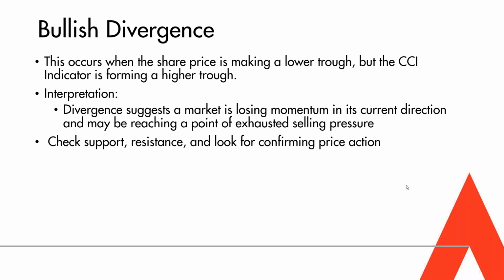So in other words, the chart and the indicator are doing opposite things. A lower trough on the chart, but a higher trough on the indicator is a sign it could be slowing down, losing momentum in its current direction, and maybe reaching a point of exhausted selling pressure. Always look for support, resistance, and confirming price action to suggest the start of an upturn.